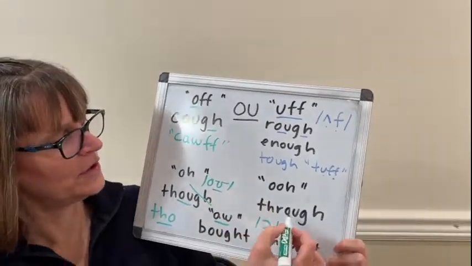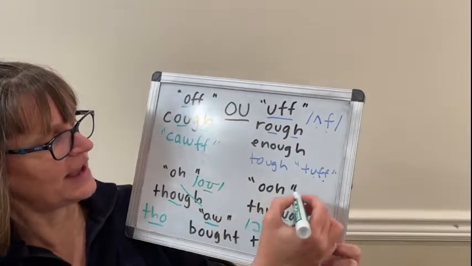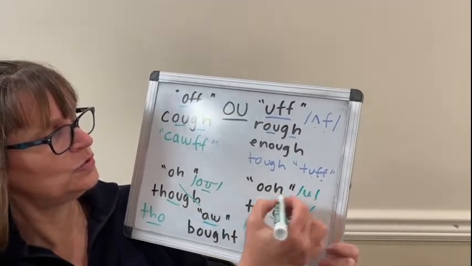Then in the word through, we also have a silent GH, and we have this time the OO vowel.